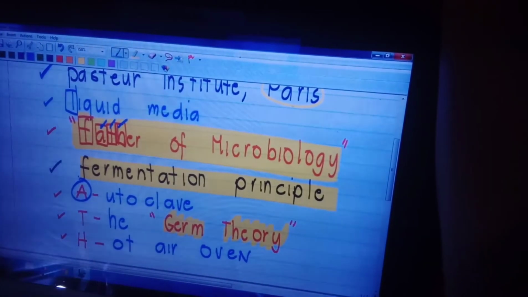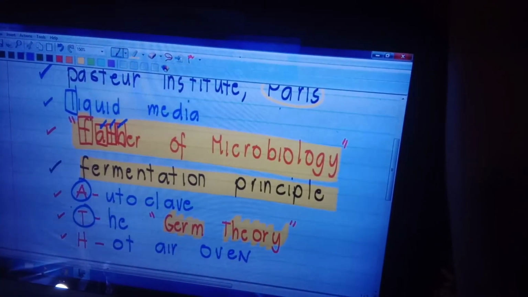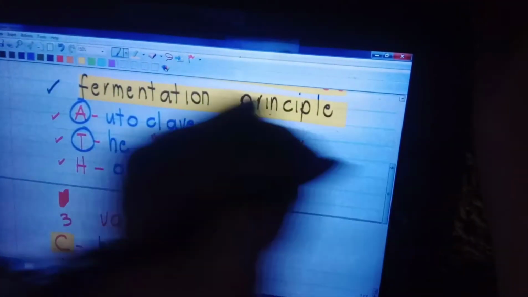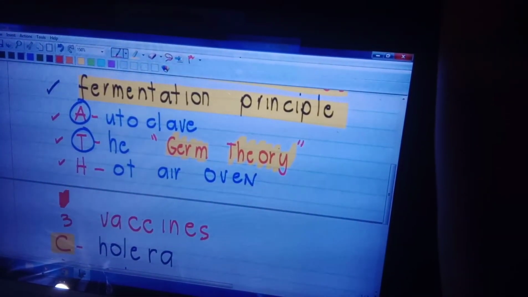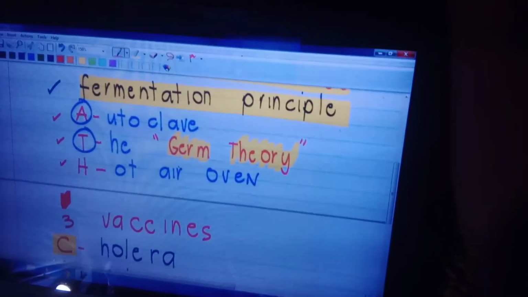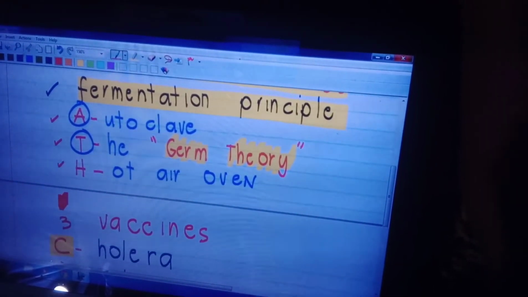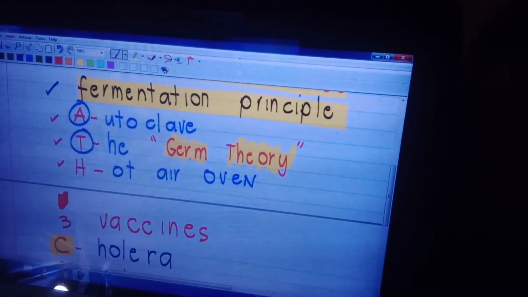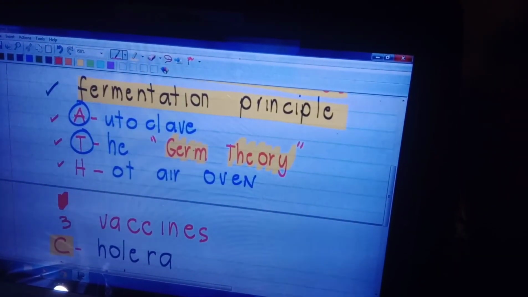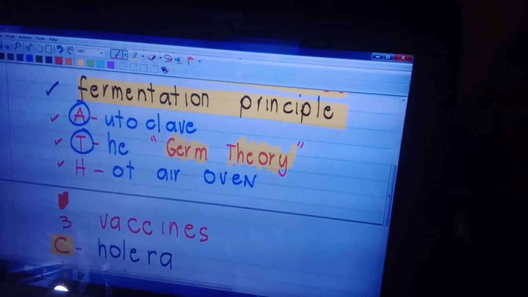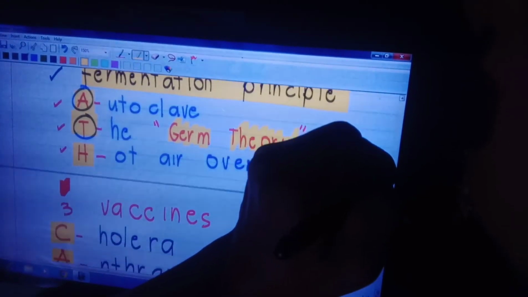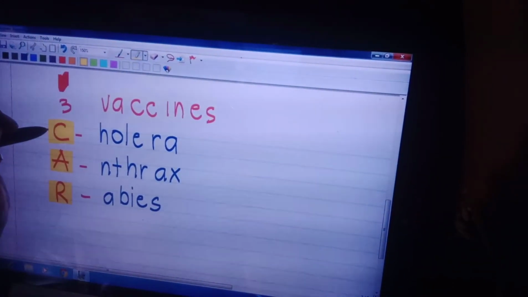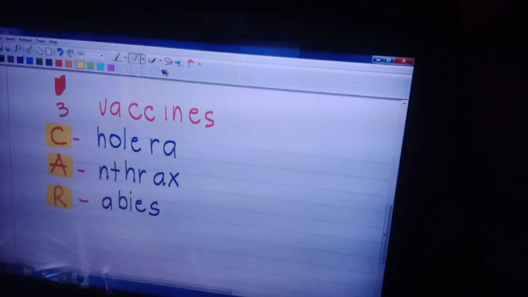What is A? Autoclave. Yung T, anong theory ang kanyang kinontribute? Germ theory. Ano yung germ theory again, guys? Germ theory states that microorganisms known as pathogens can lead to diseases. Yung kabaliktaran ng germ theory, which is abandoned na, yung abiogenesis. Kasi nga, A means absence, paniniwala ng abiogenesis theory na ang pathogens ay hindi daw nagkokosa ng disease, which is ang accepted scientific theory ngayon, yung germ theory ni Louis Pasteur. And your letter H is your hot air oven. 3 vaccines given by Louis Pasteur, your CAR: cholera, anthrax, and your rabies vaccine. There you go.